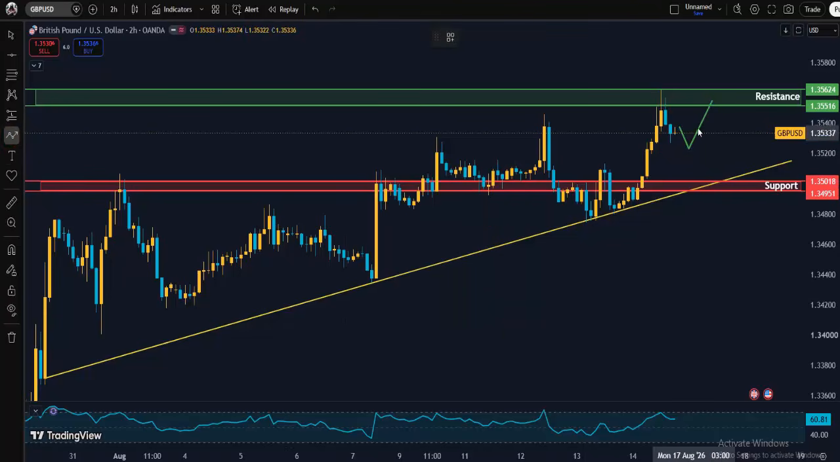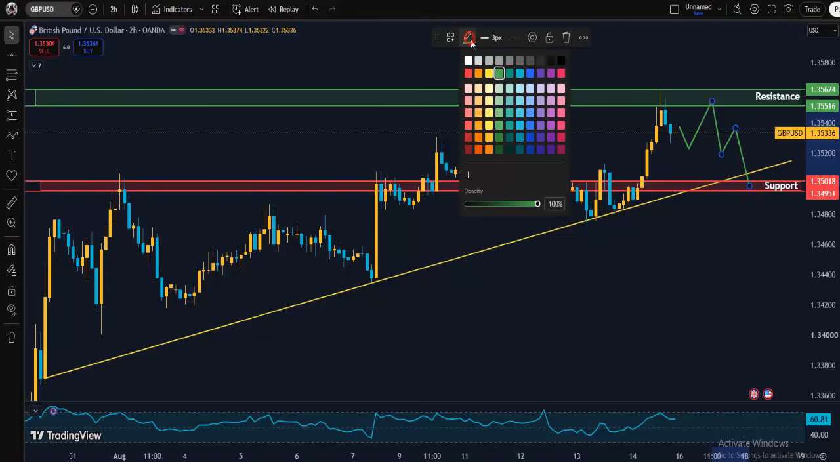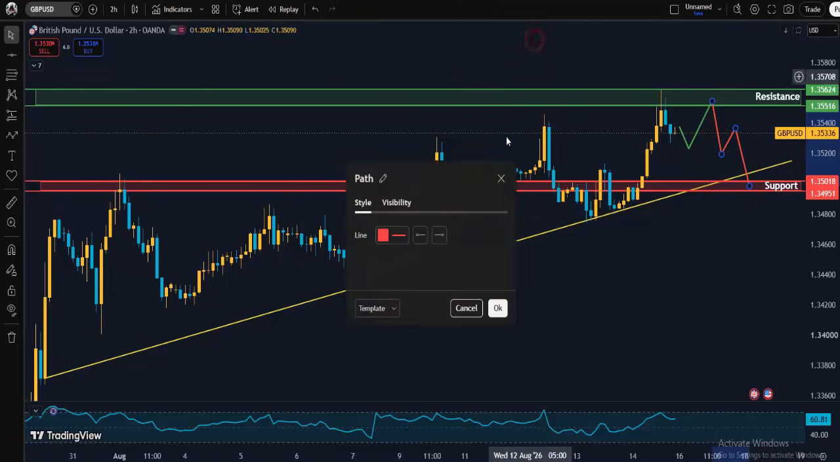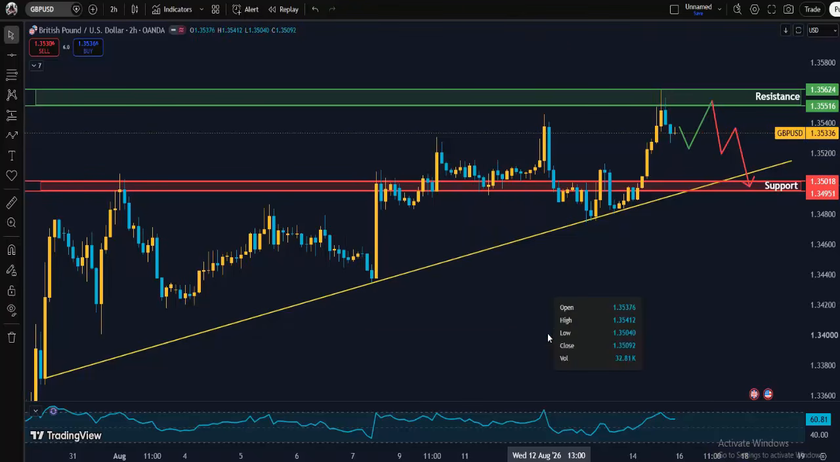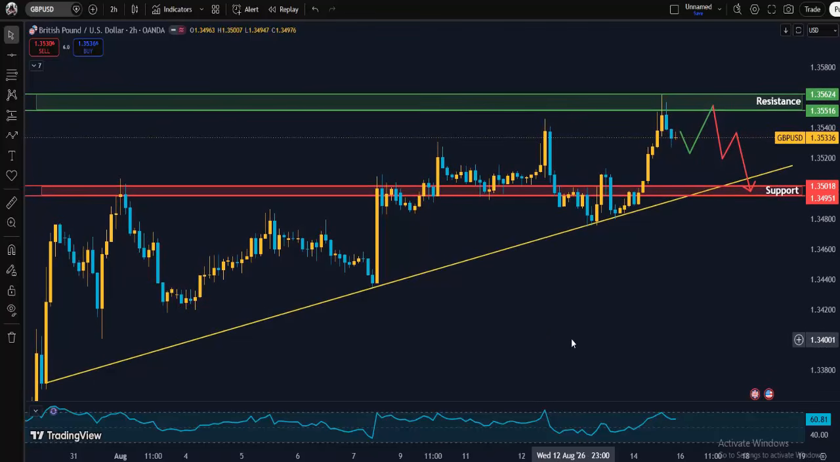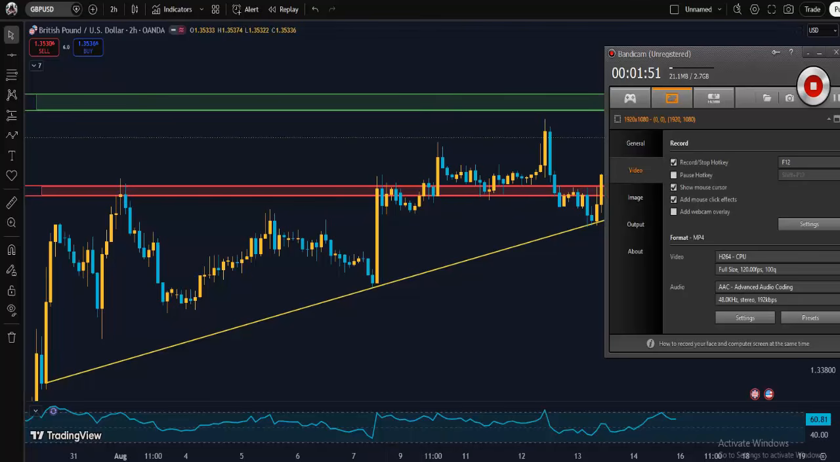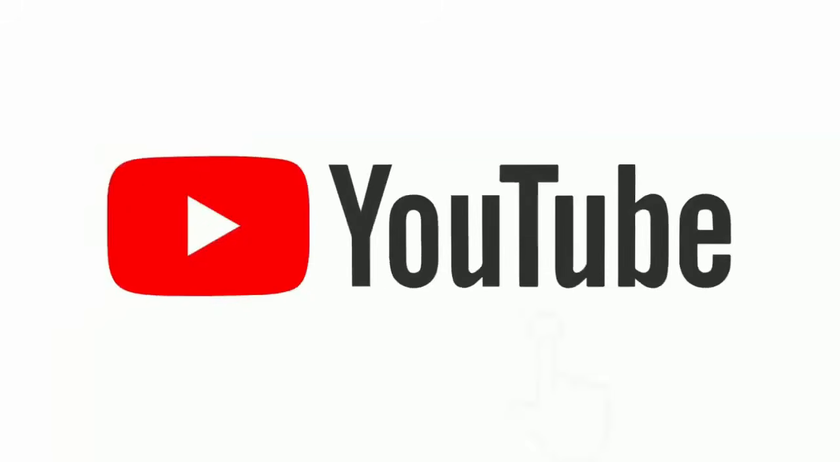So the key levels to watch are simple. Support is 1.34951 to 1.35018, while resistance is 1.35516 to 1.35624. Above resistance, bullish momentum can strengthen. Below support, the current bullish structure would start to weaken. For now, the bias remains bullish as long as price continues to hold above the key support and ascending trend line.